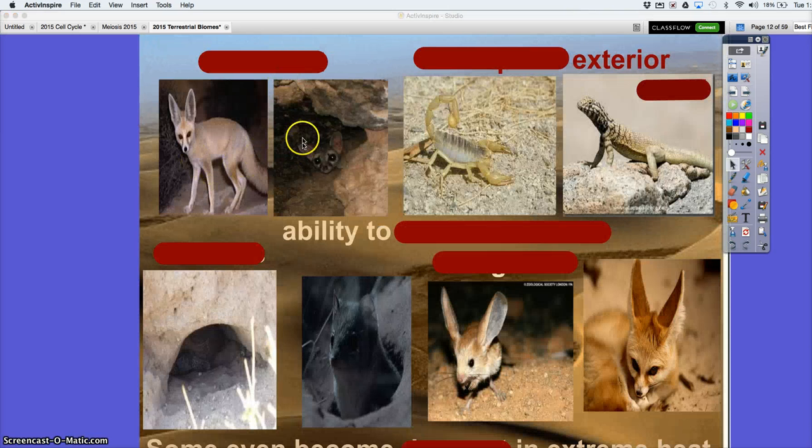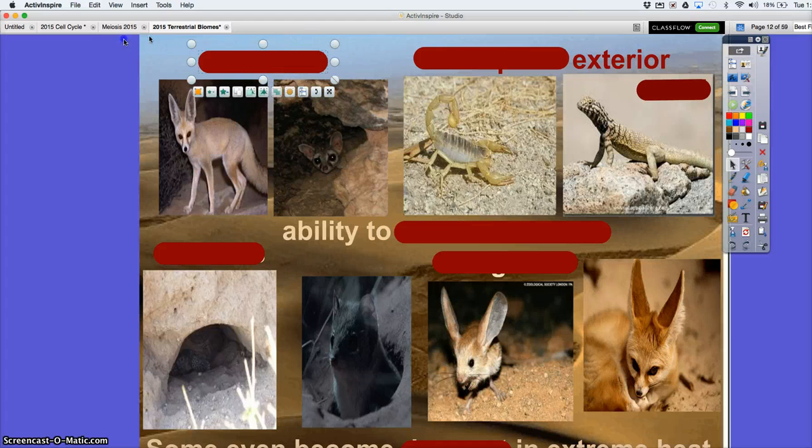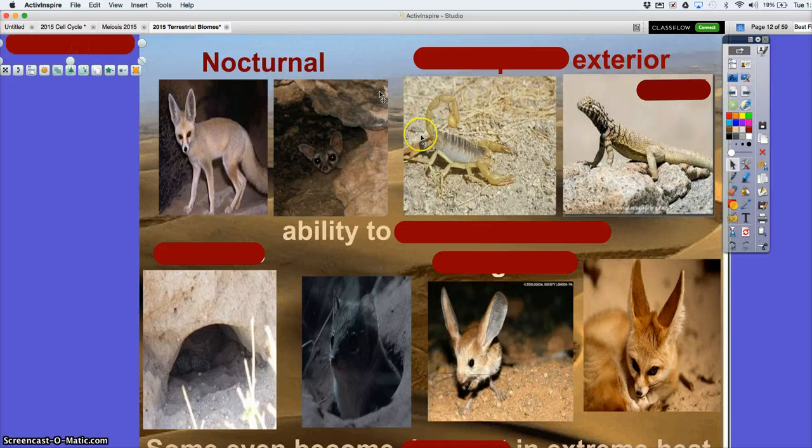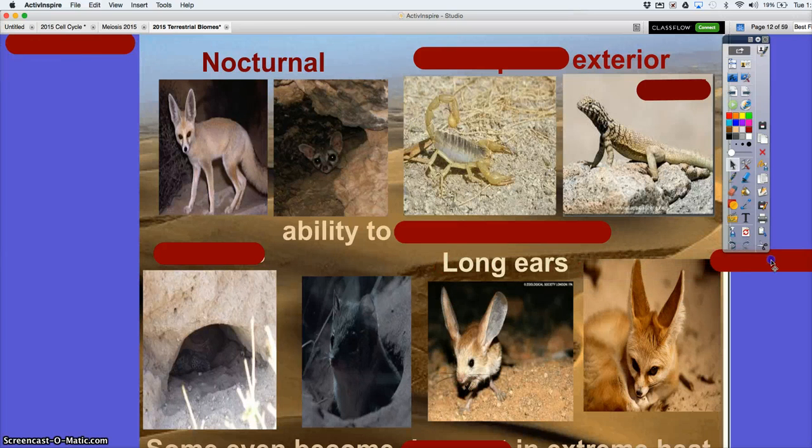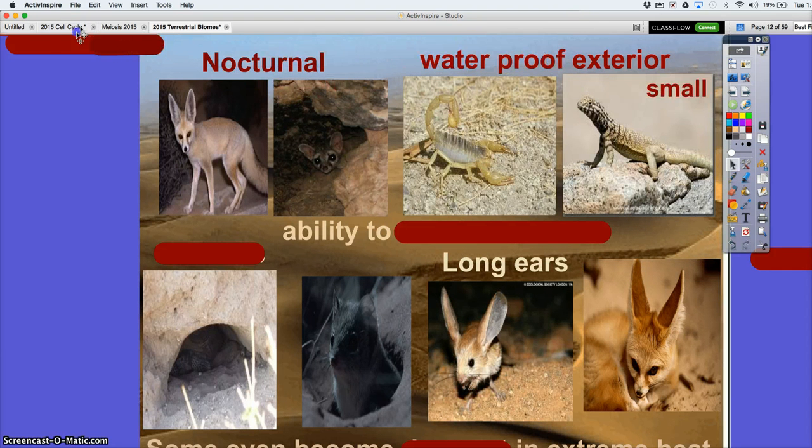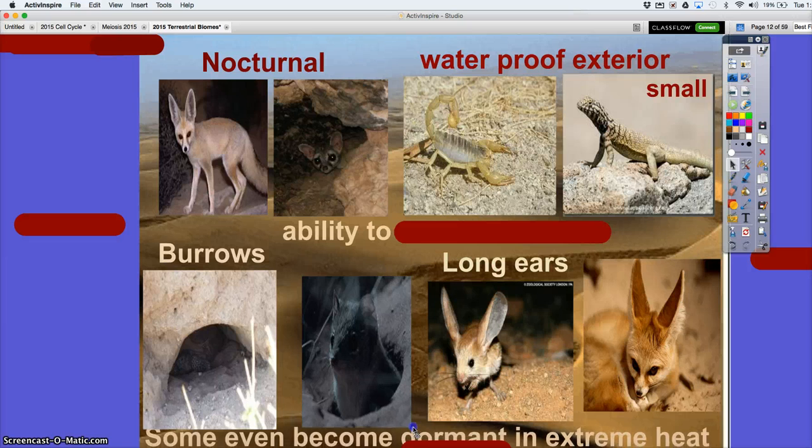Animals are what? Look at the pictures and tell me. Nocturnal, good. They do have long ears, which is right here. What else? Small, tough exterior, good. What else? They burrow.